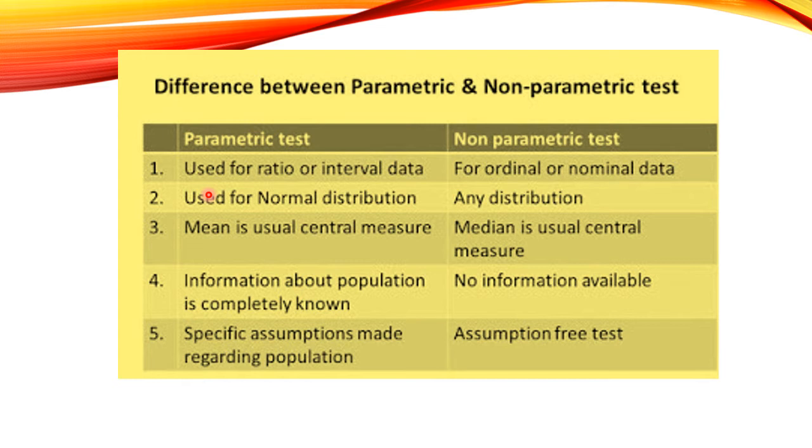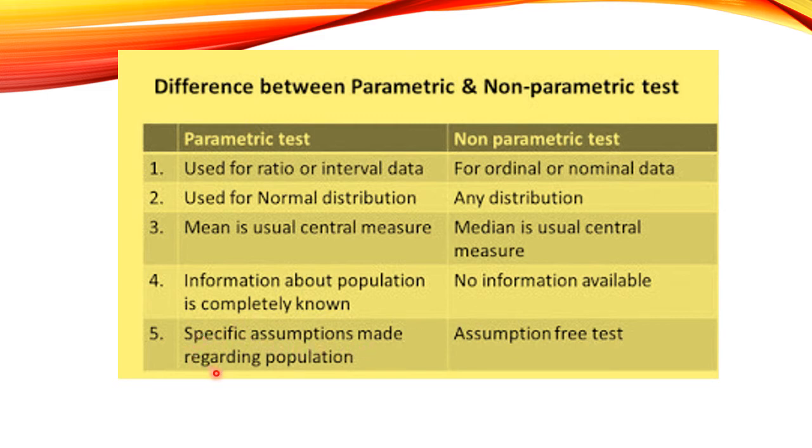It will be powerful with the normal distribution. In the nonparametric, we do not take any distribution, so we use another term for nonparametric called distribution-free method. Mean is usually a central measure, and median is usually a central measure. Information about the population is completely known in one case, and no information is available in the other.